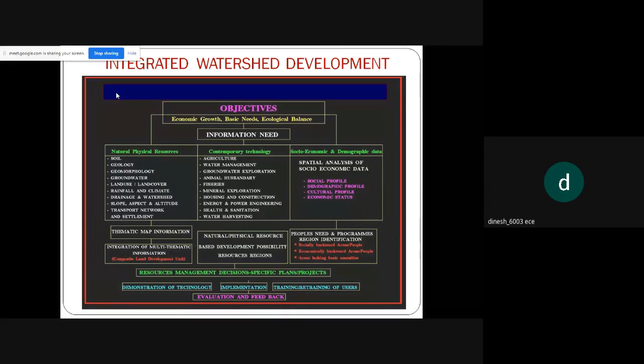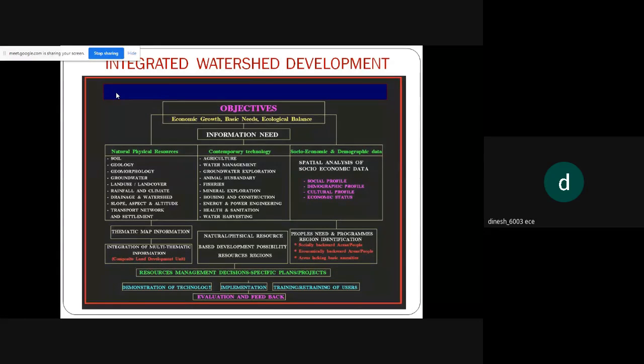Which is the integrated watershed development. The main objective of this is to provide our basic needs and economic growth with good ecological balance. The information needed for that is the natural physical resources available, the contemporary technology which uses water, and the social, economic, and demographic data that is utilizing the water.